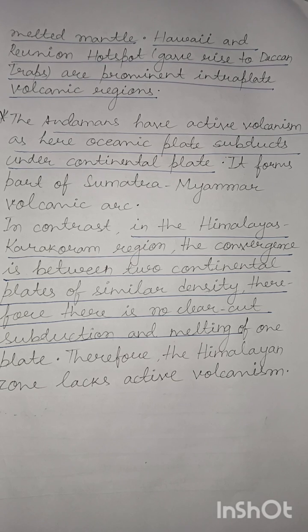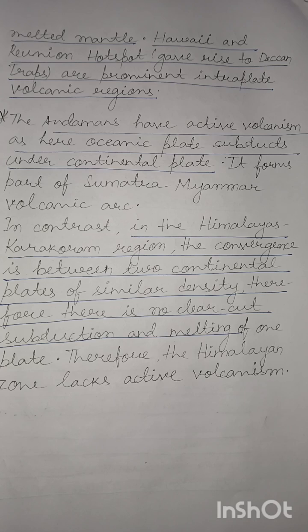Due to their similar density, there is no complete subduction in the Himalayan region. So there is no volcanism in the Himalayan zone, while there is quite some volcanism in the Andaman and Nicobar Islands, which form part of the Sumatra Myanmar volcanic arc.